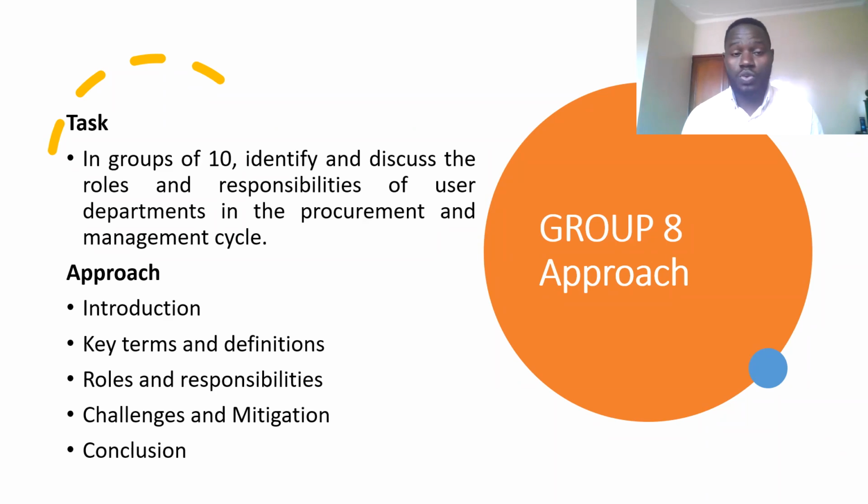As Group 8, we decided on an approach to this question, which asks us to identify and discuss the roles and responsibilities of user departments in the procurement and management cycle. We discussed and came up with an approach where I will introduce the topic, then define the key terms, then dig deep into the roles and responsibilities, then go into the challenges, then discuss the different mitigation measures, and then we conclude. So that is our approach for Group 8.